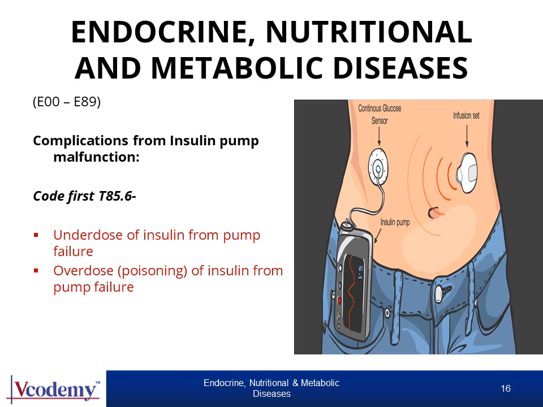If it is overdose, which is also poisoning, that is coded using the codes T85.6 again, but the second code will be T38.3X1. Again, that is a 7th character requirement for this. So you have to pick the 7th character based on the encounter. So the first code will be T85.6 in both the cases. Underdose or overdose, you will be coding the first code as T85.6.